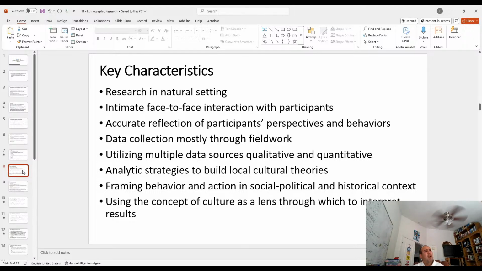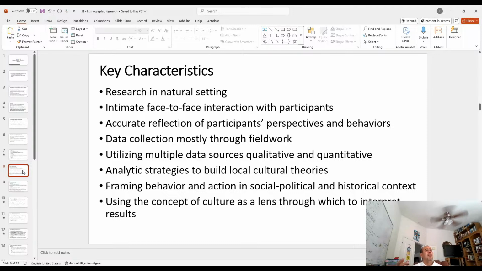Key characteristics of ethnographic research. Again, as I said, you got to be in their natural setting, right? You can't bring them over to the university. Come over to the university for me to observe you. No, you got to go to the natural setting. It's intimate face-to-face interaction. There's accurate reflection of participant perspectives and behaviors. Data collection is mostly through field work. Field work just really essentially means you're in the field. You're in the natural setting, okay? You're collecting notes, you're writing notes, okay?